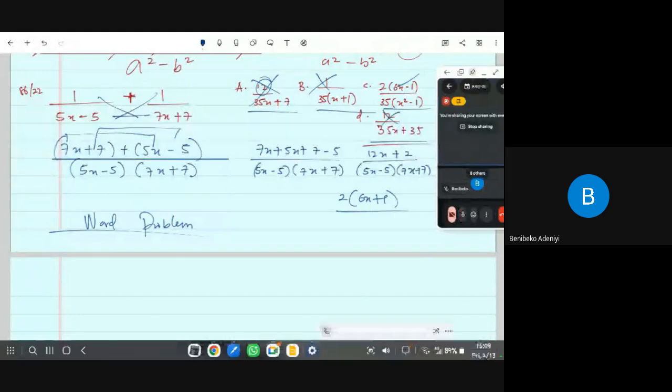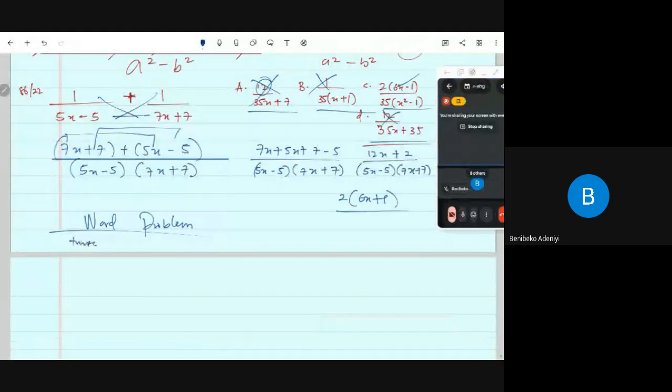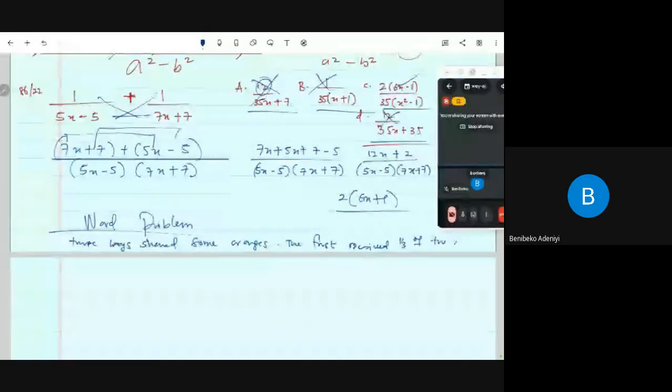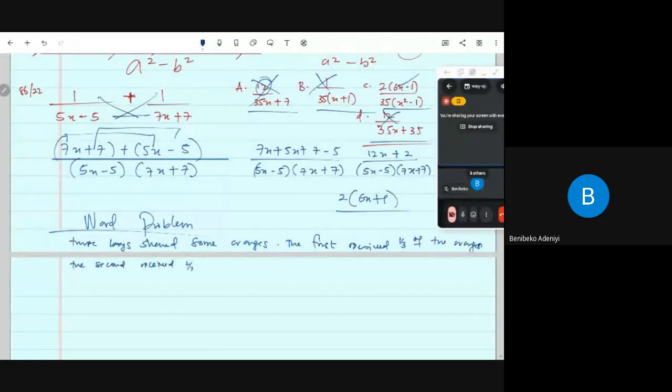I have a question here. Three boys shared some oranges. I love this question so much. The first received 1/3 of the oranges. These questions will make you think that you don't know math. The second received 2/3 of the remainder.